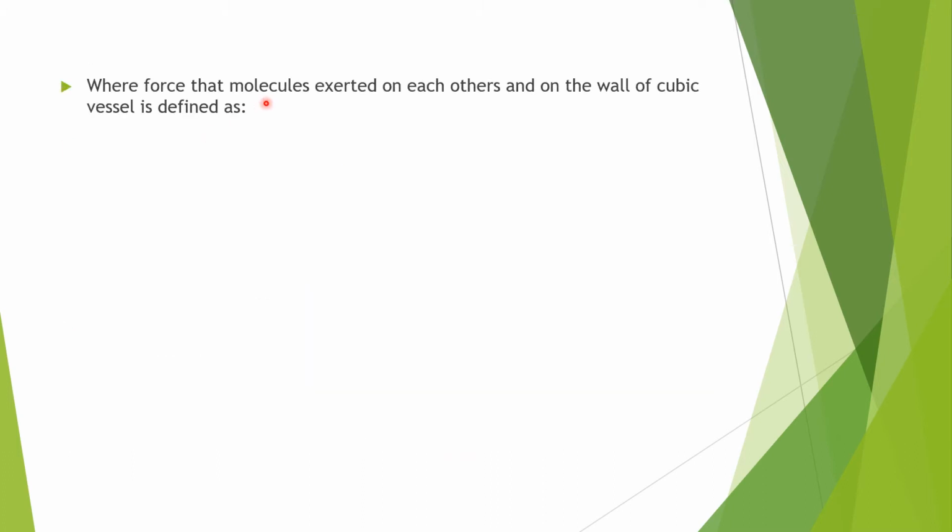So the force that molecules exert on each other or on the wall of a cubic vessel is defined as the rate of change of linear momentum. If F be the force and ΔP is the change in linear momentum, then force will be equal to ΔP/ΔT. We mark it as equation 2. So this ΔP, the change in linear momentum, is the change in momentum of a molecule due to collision, and ΔT is the time required to complete that collision. Now we do the calculation.